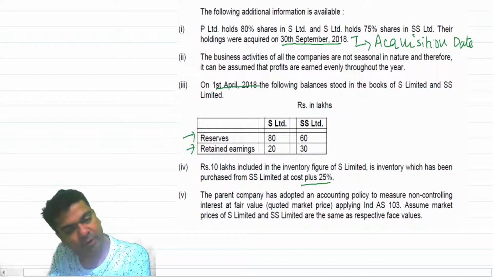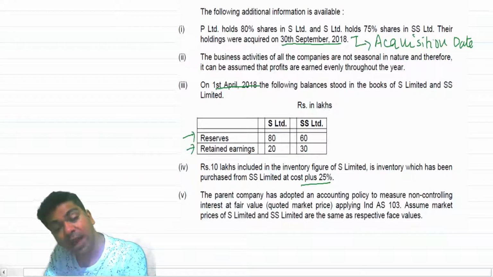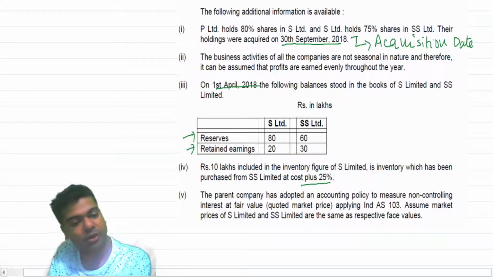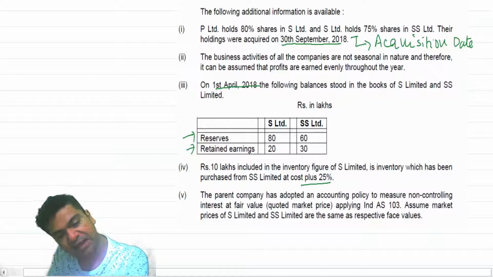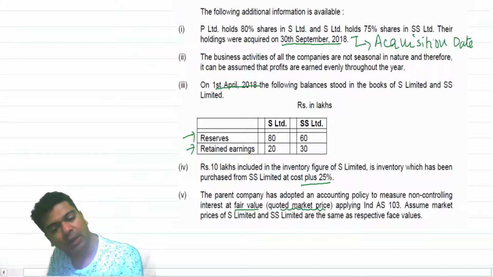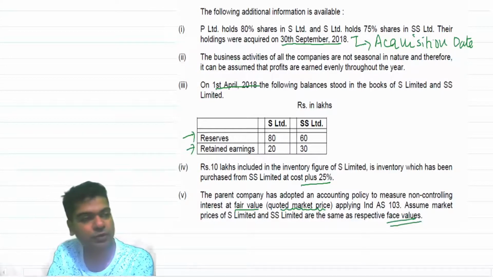And in the last information, they say the parent company has adopted an accounting policy to measure the non-controlling interest at fair value. Fair value, then they are clarifying it is nothing but the quoted market price. Applying the Ind AS 103. Assume market prices of S Limited and SS Limited are the same as the respective face values.